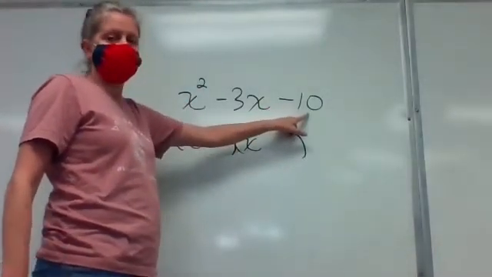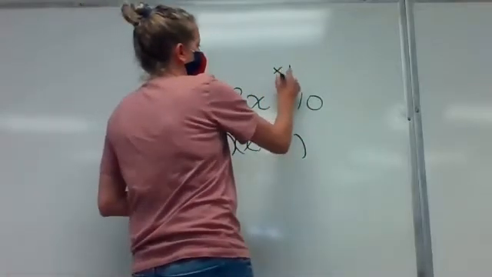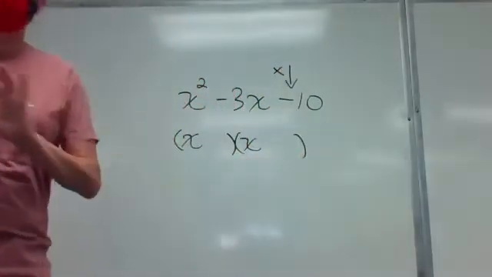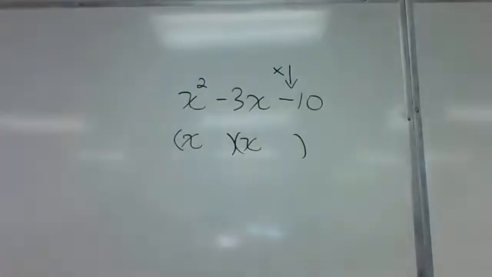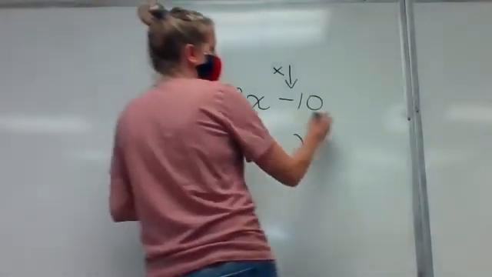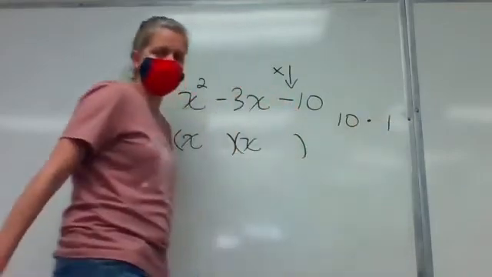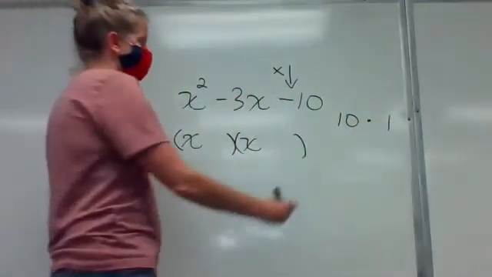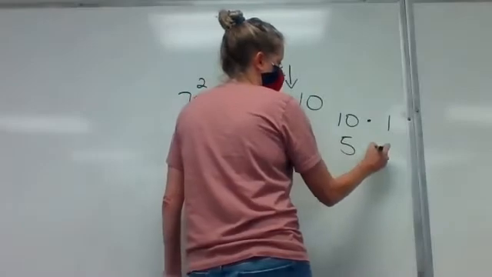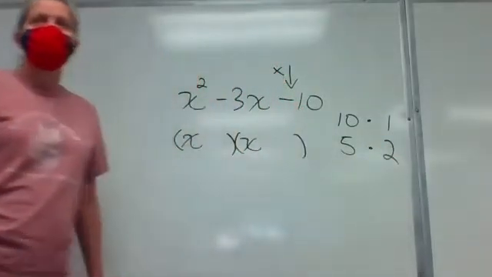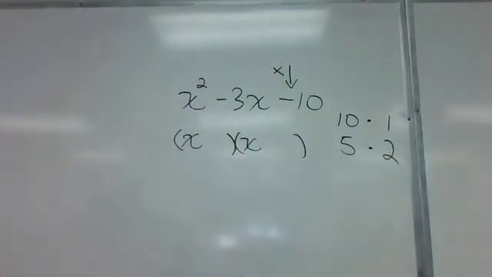Now, we need to find the numbers that multiply to equal -10. We're going to worry about our signs here in just a little bit. So let's just write out the ways to multiply to get 10, which will be 10 times 1. The other way is 5 times 2. So those are the two ways that multiply to equal 10.